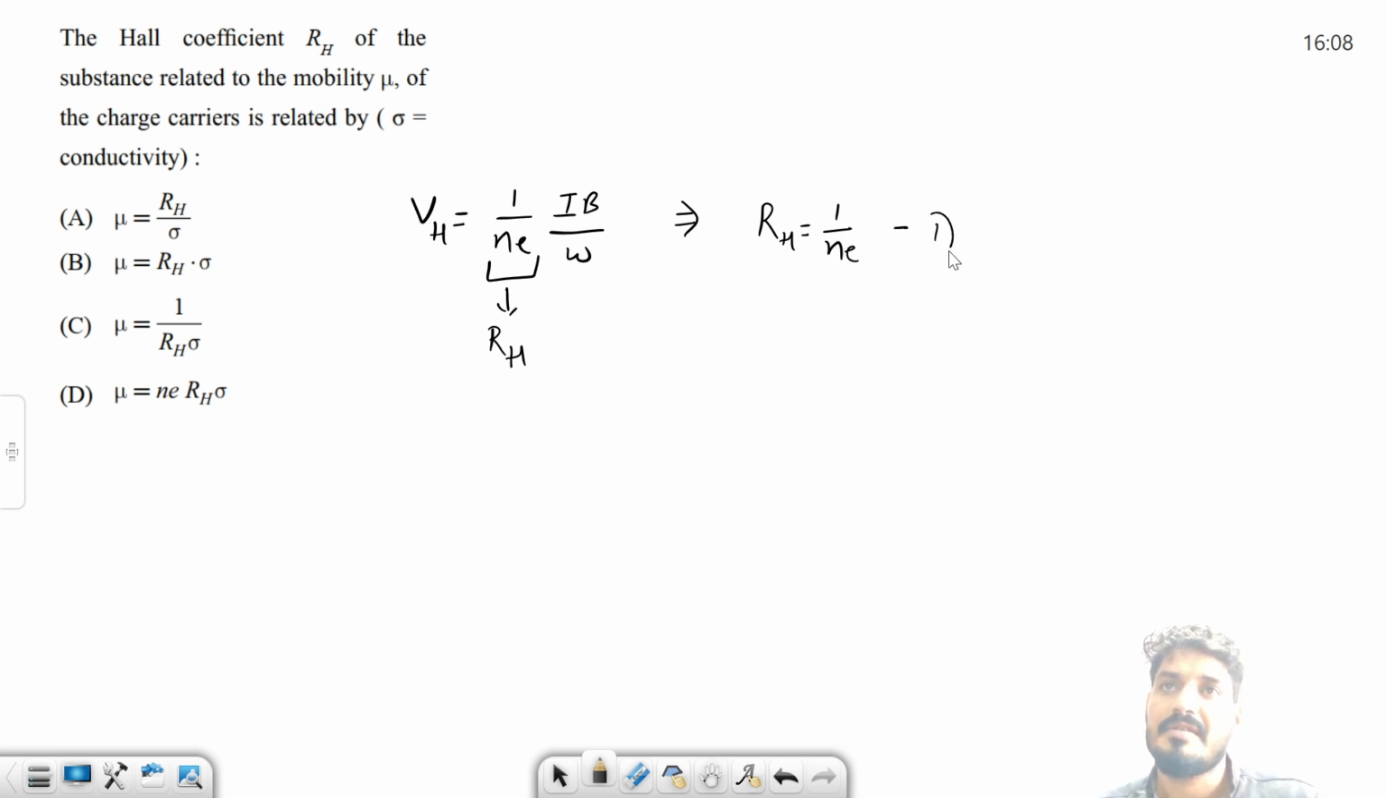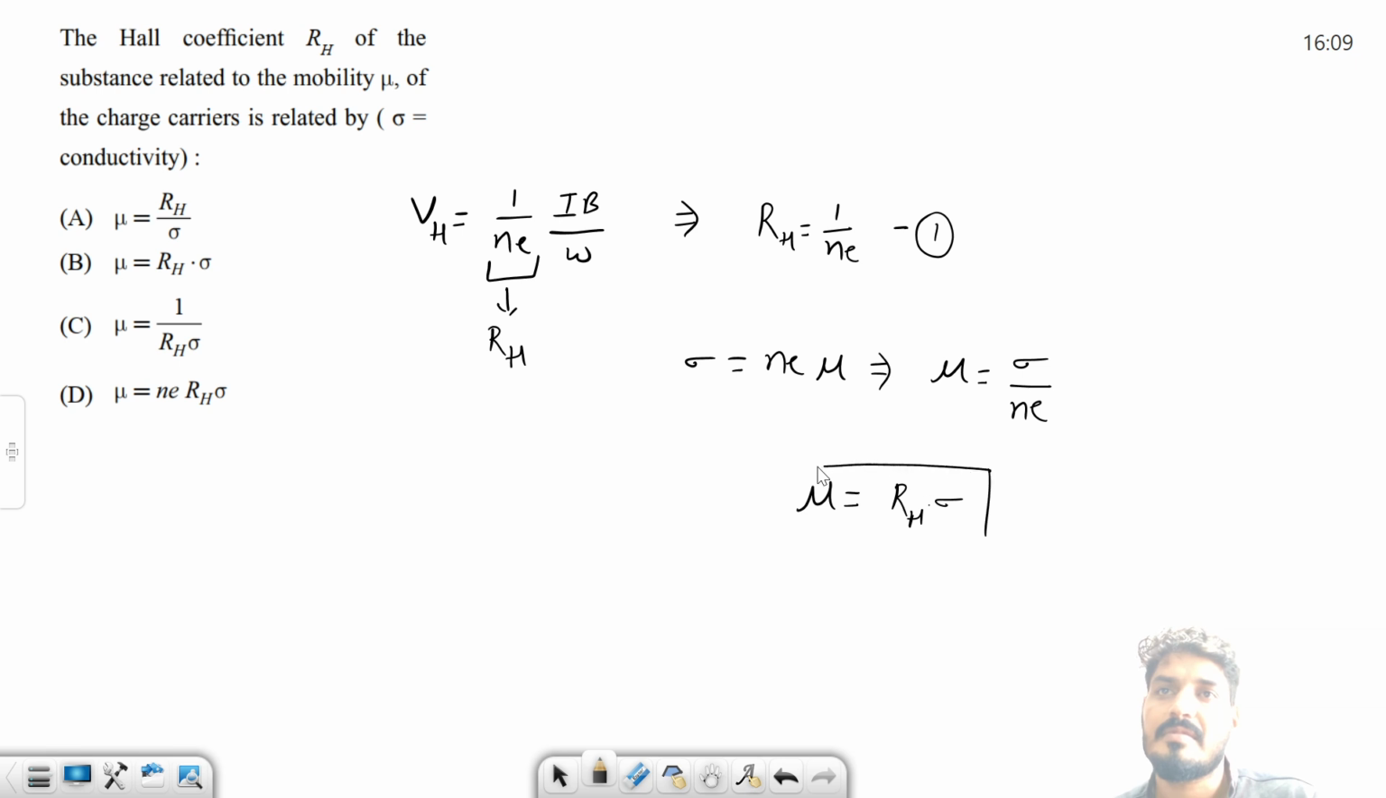This is one thing. And you know this relation. What is sigma? You know, sigma is NE mu. So from this equation I can say that mu is nothing but sigma by NE. And what is 1 by NE? That is nothing but RH. So can I say that mu is nothing but RH into sigma? RH into sigma. This one, B, is the answer.